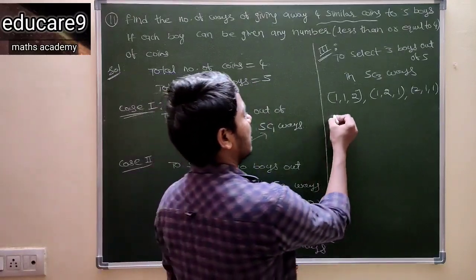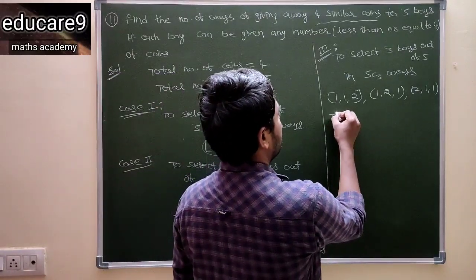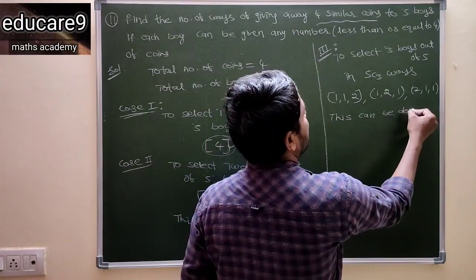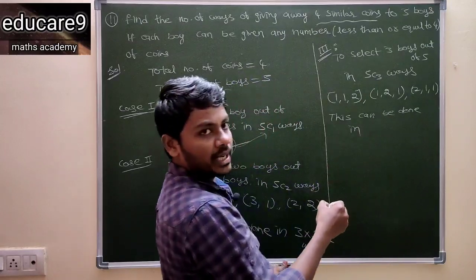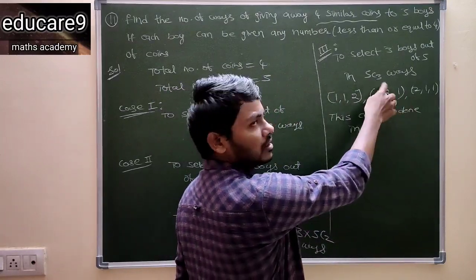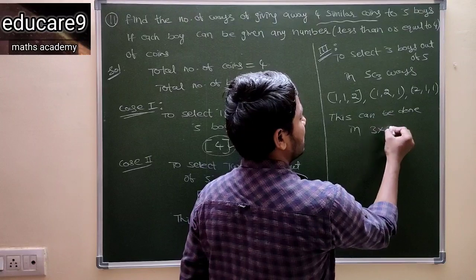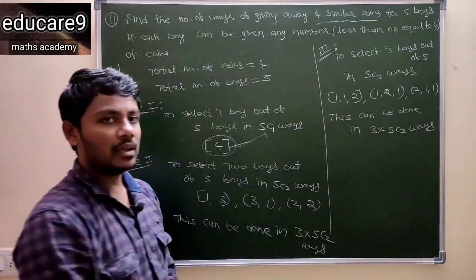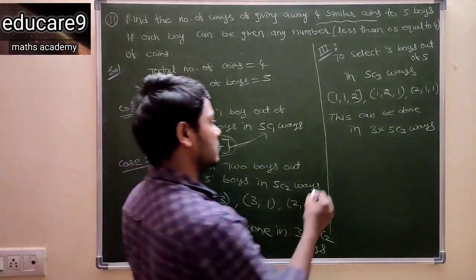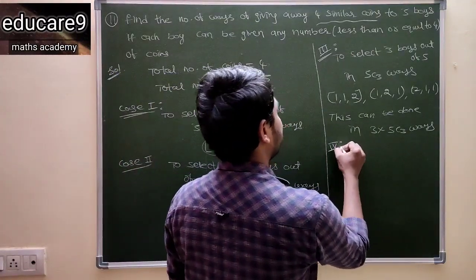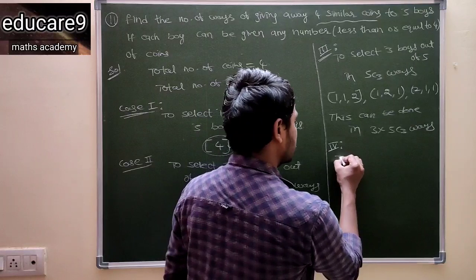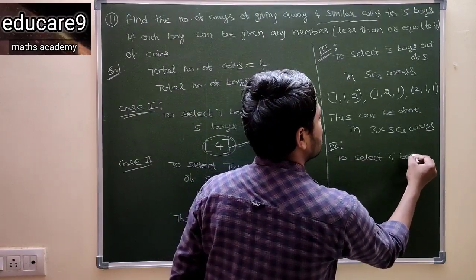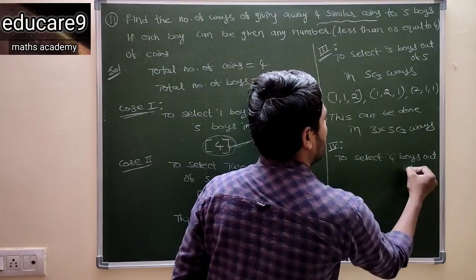So therefore this can be done in how many ways? Total 3 ways into 5C3. 3 into 5C3 ways. Okay. So last case. Here to select 4 boys. To select 4 boys out of 5.